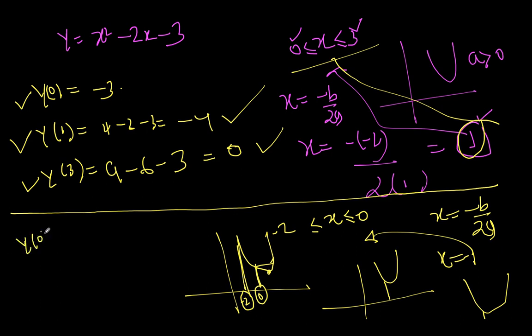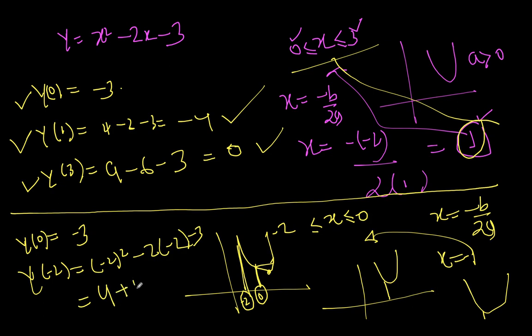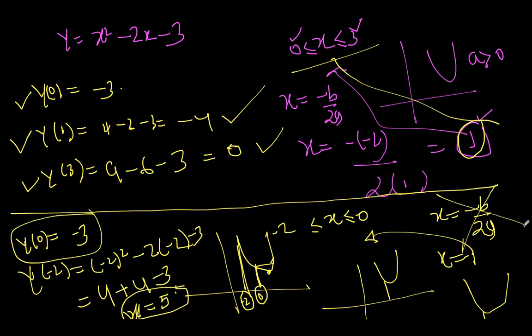We have already found that at x equal to 0 you get minus 3. Let's find x equal to minus 2. Minus 2 square, minus 2 times minus 2, minus 3, will give you 4 plus 4 minus 3, so y is equal to 5. So this is your maximum value and minus 3 is your minimum value. And here we have rejected minus b upon 2a because the vertex was outside the domain.